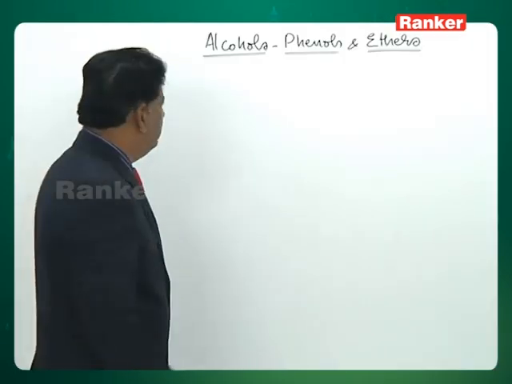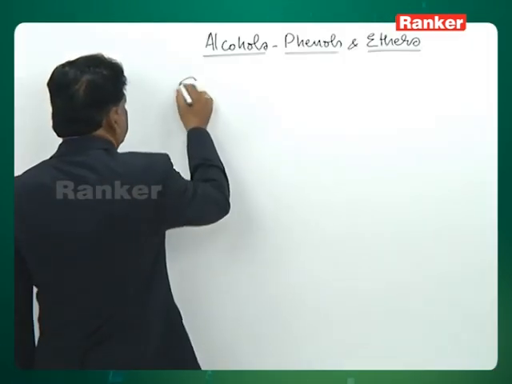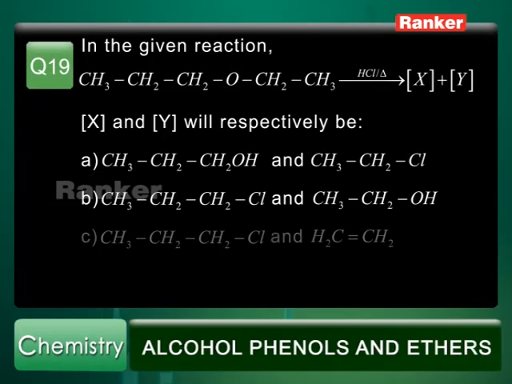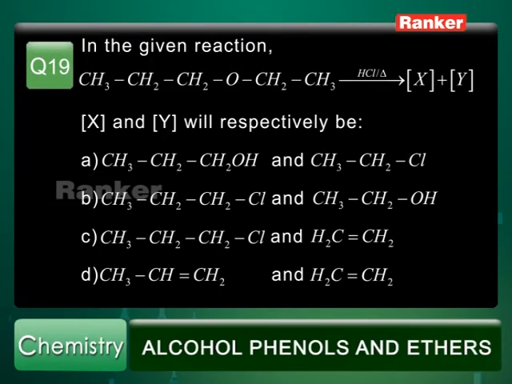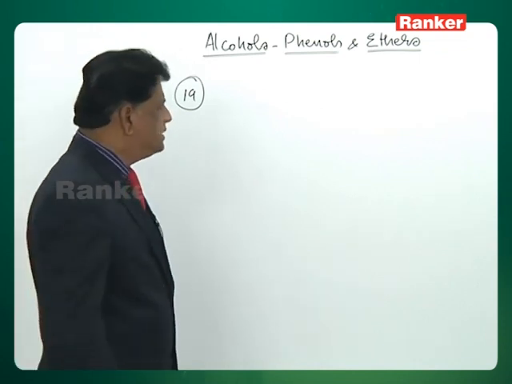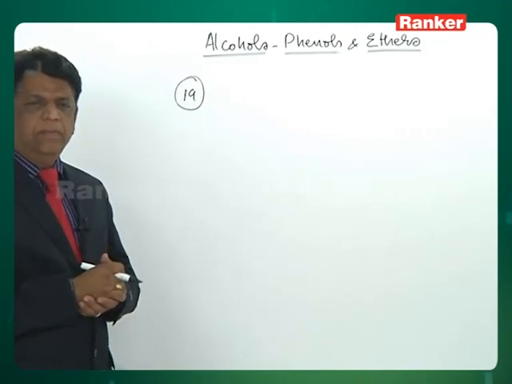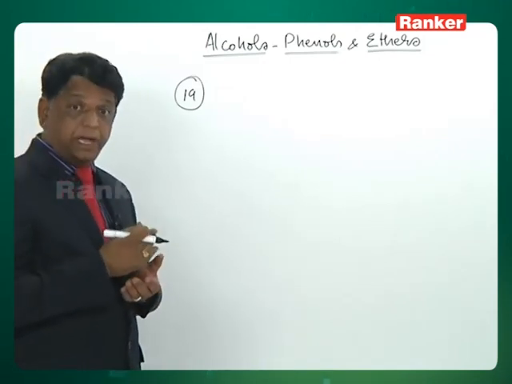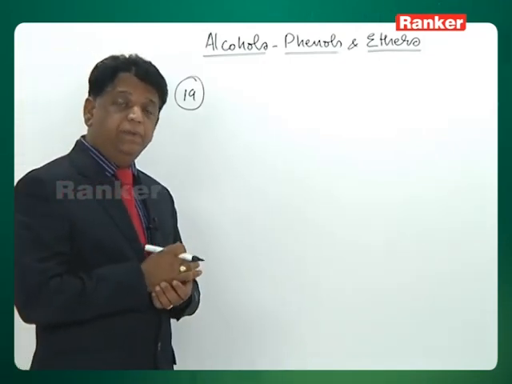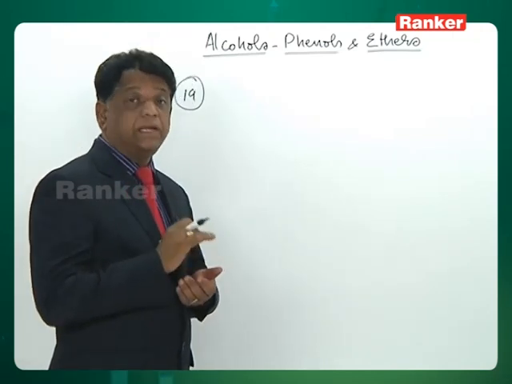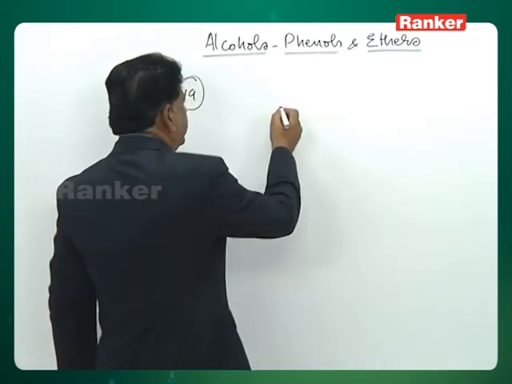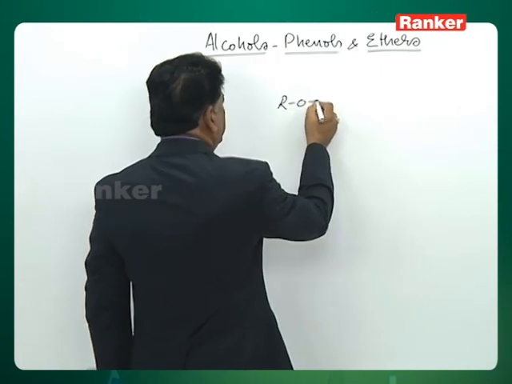So let us go to question 19. In the reaction given, propyl ethyl ether is treated with HCl and heated, and X and Y are formed. It is HCl with heating. Actually HCl will not open this ether much, but instead you can take HBr, which is better. Instead of HBr you can take HI, that is much better. Okay, the ether will open, no doubt.